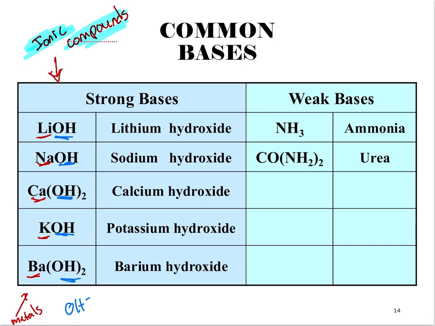And then the weak bases, these are going to be covalent molecules. So we have something like urea, and also ammonia, which is the only one that I would want you to remember. This is a weak base, right? And I've used that example a lot. It's an easy one to understand how the protons move for a weak base in solution, right? So ammonia is a weak base.